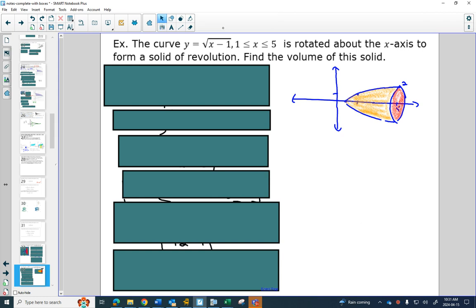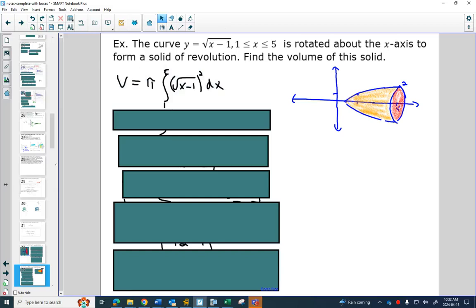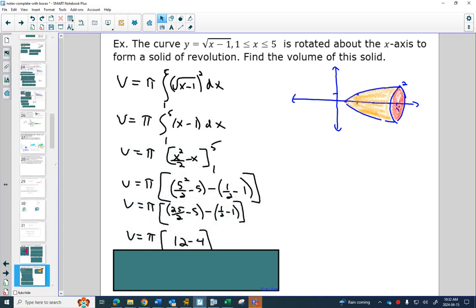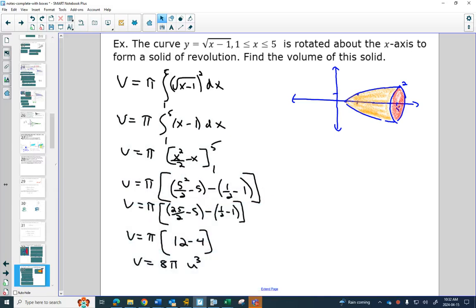Now it looks like a piece of ham. Right before lunch, getting hungry. So our square root graph is rotated from 1 to 5. Finding that volume, again, it's just pi r squared. It's adding up all of those circles from 1 to 5. All of these integrals are super easy. And the volume of that ham is exactly 8 pi units cubed.